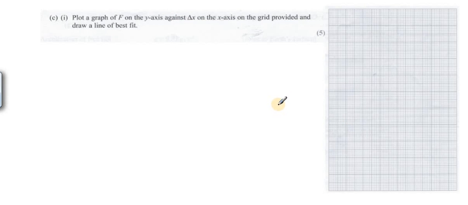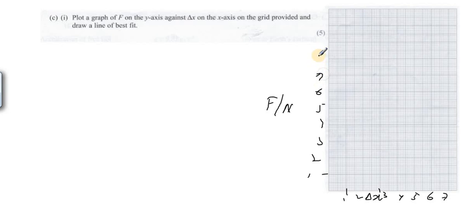Plot the graph of F on the y-axis against delta x on the x-axis, on the grid provided. Okay, so from the table which was given at the start of the question, on the x-axis I'm going to take delta x, and on the y-axis I'm going to take force in Newton. On the x-axis it's easy: 1, 2, 3, 4, 5, 6, 7, and so on. And on the y-axis you can say 1, 2, 3, 4, 5, 6, 7, 8, 9, 10, and 11.